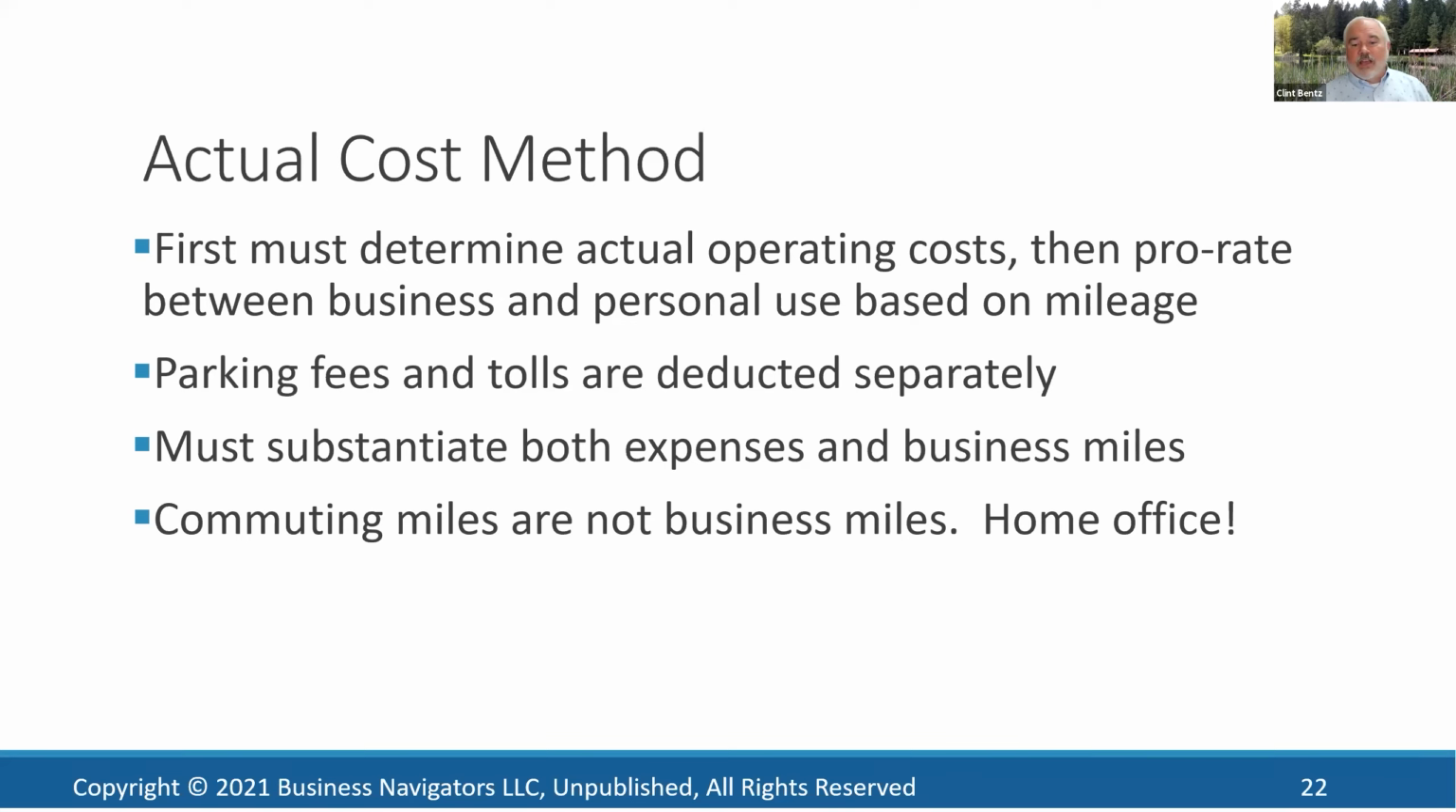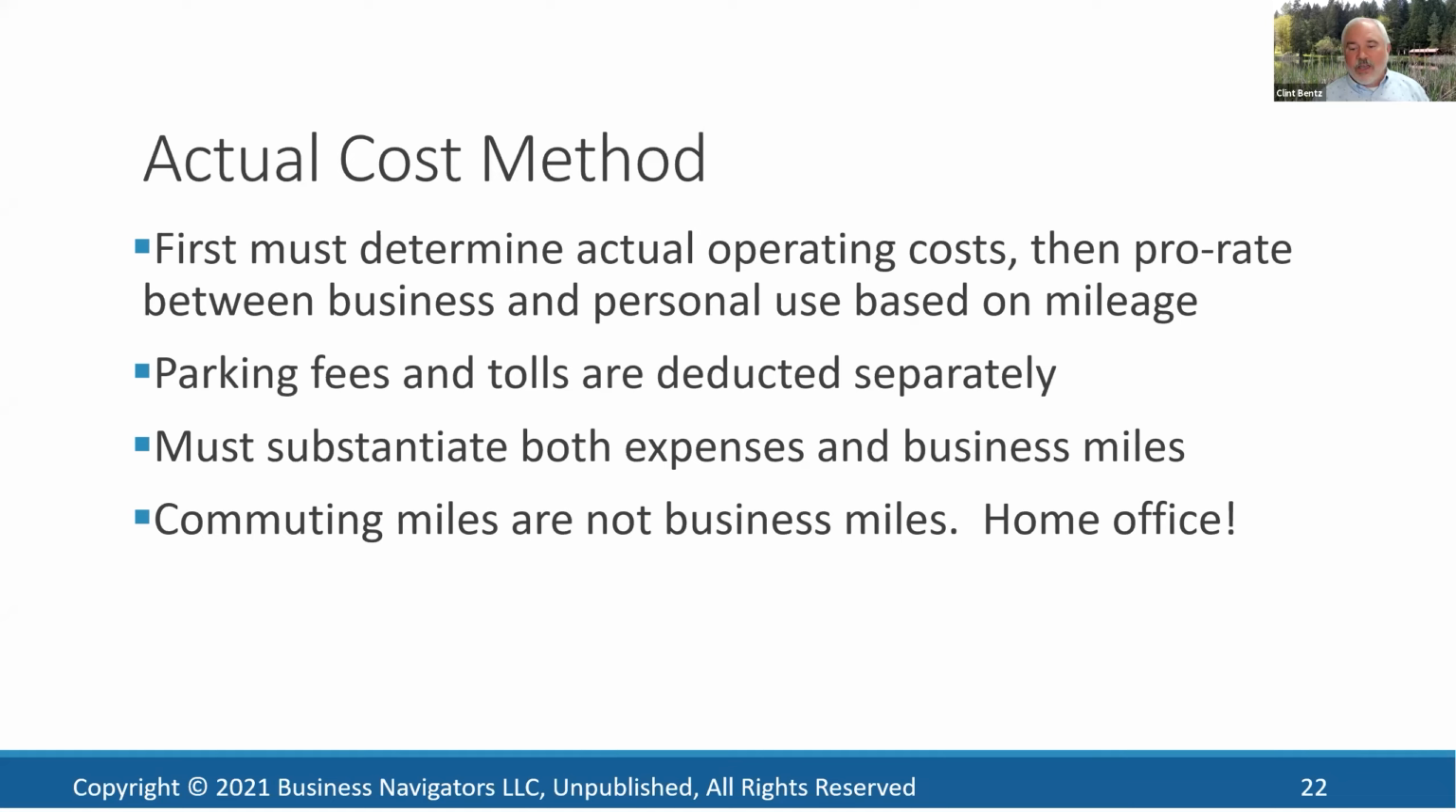The final thing here is that commuting miles are not business miles. The miles you commute from home to work are not deductible business miles. So if you're driving from your property out to your tree farm, that's a commute from your home. The tree farm is where the business is. Then those commuting miles are not deductible unless you have a home office. So this is another reason to look at the home office thing.